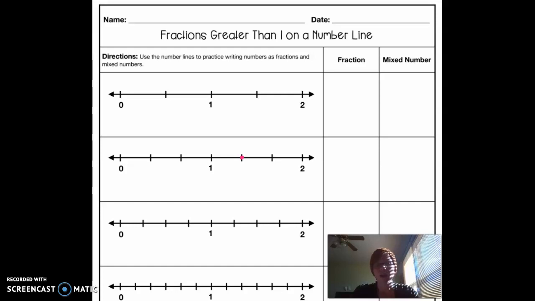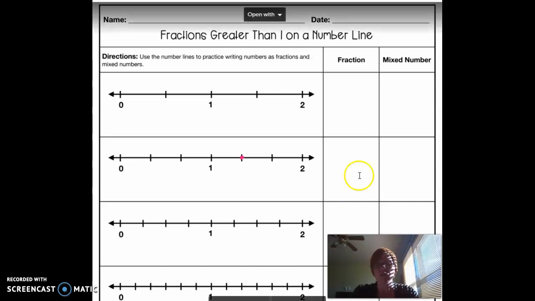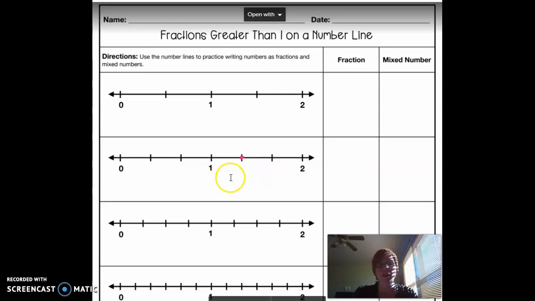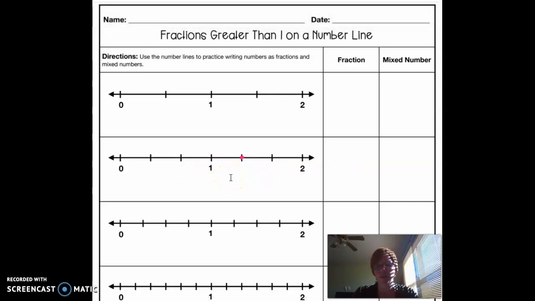Well, we know from our videos that we can write a fraction in two different ways. We can write it as just a fraction with a numerator and a denominator. We can also write it as a mixed number. That means that we show the unit fraction and then the amount of pieces beyond that unit fraction. So we're going to be doing both on this number line here. And I have a second number line on my paper that we're going to use in an example.